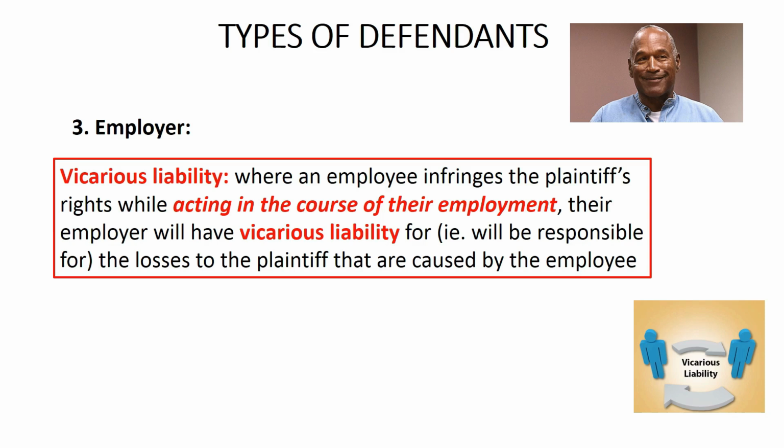Look down the left-hand side of your vocabulary sheets, find the term vicarious liability and write this definition in there. Once you've done that, highlight the words in red, bold, italicized type. And if you're ever required to define or describe the concept of vicarious liability, make sure that you include the highlighted words in your definition.